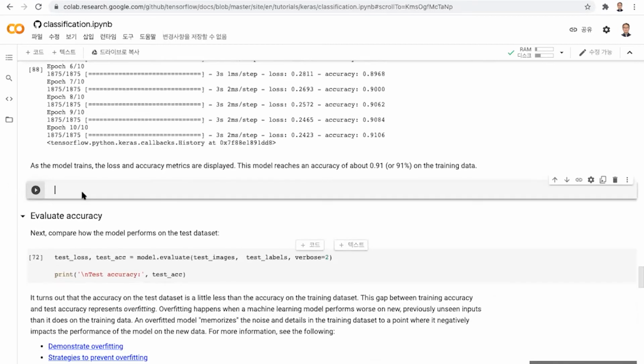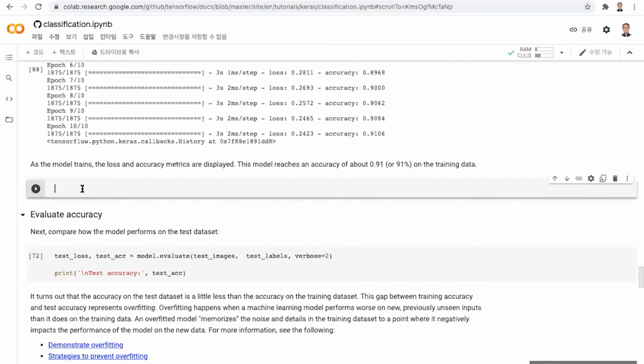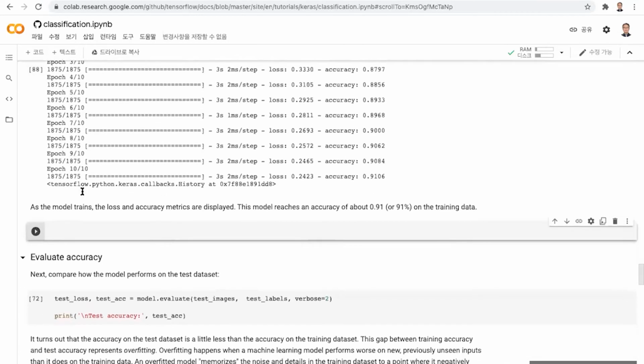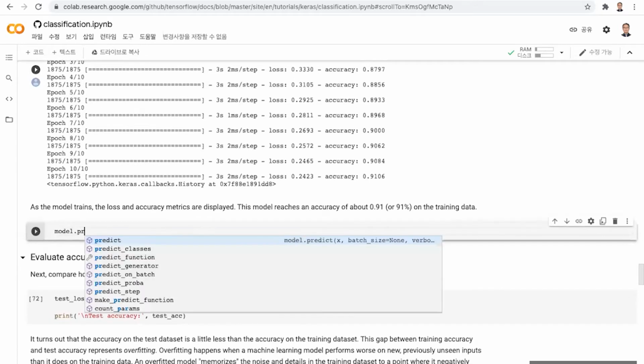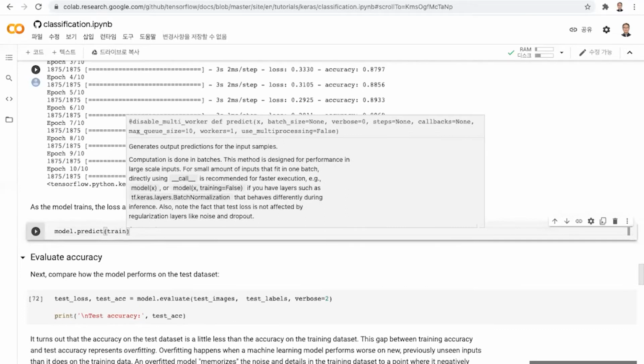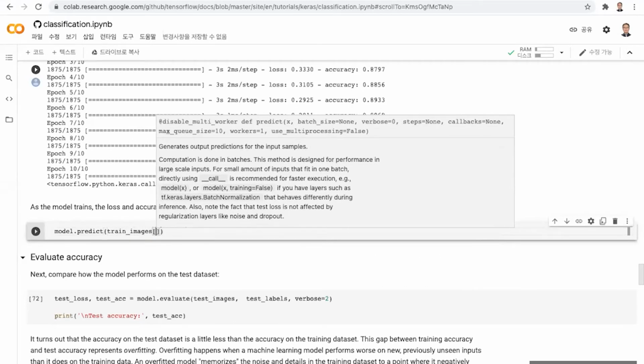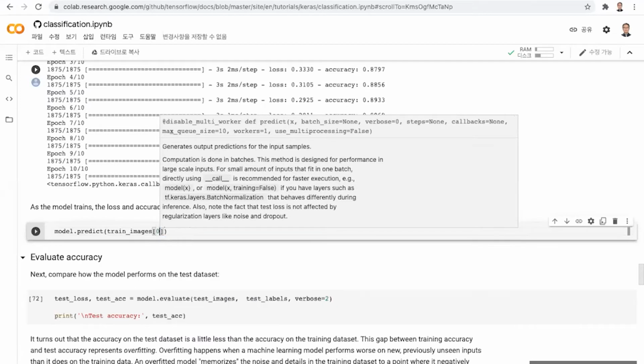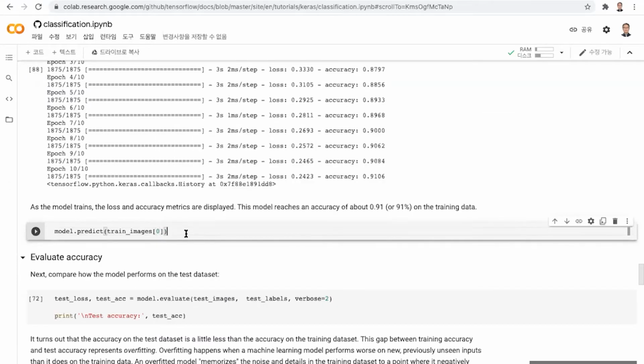So let me add a code cell here, and let me show you how we can make a prediction for a specific image. For example, what is the name? I can say model.predict, and then I'm going to take just one example. So maybe train images, and then train image 0. Do you remember the first image? It was an ankle boot.